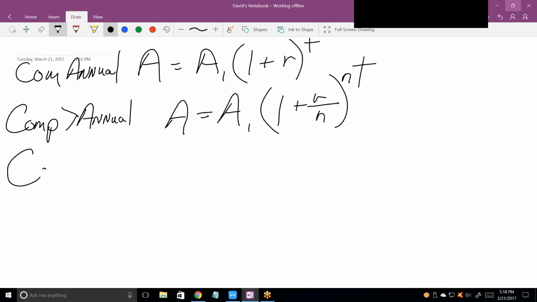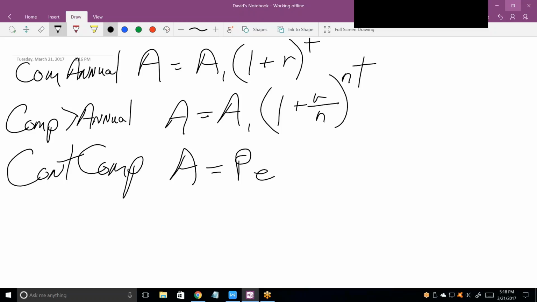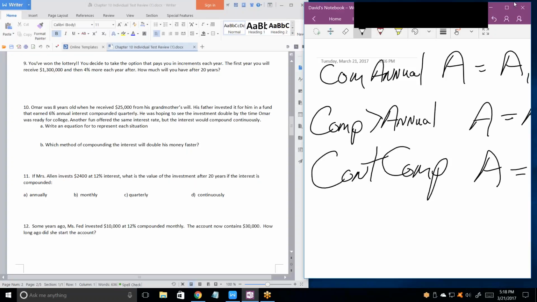Okay. Finally, there's continuous, which really is the way the world works. And that's equal to your original principal times e to the RT. The reason I write it like this is because it's easy for me to memorize that A is equal to PERT. So I use P instead of A sub 1, but it's the same thing. Okay? So those are the 3 formulas we're going to use depending on the problem that they give us.